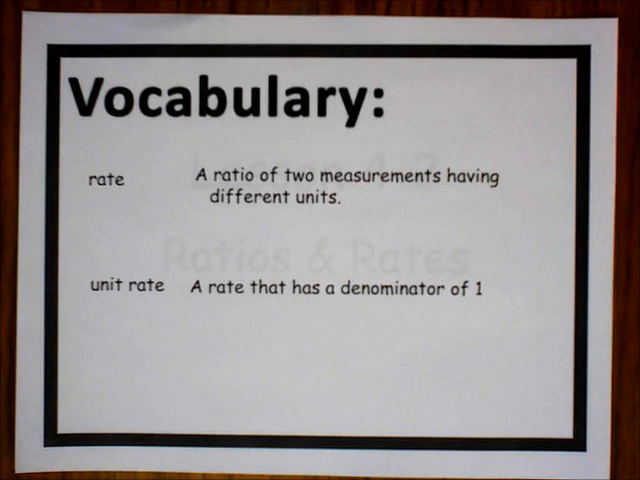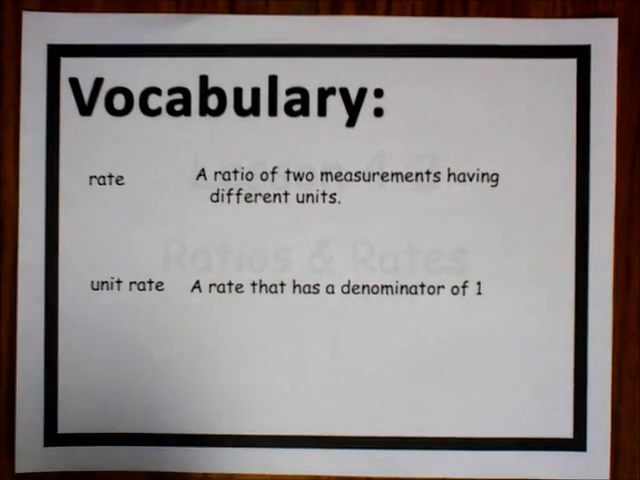We have two new vocabulary words to add today, and they are rate and unit rate. I need you to know that both rates and unit rates are kind of ratios, but they're special kinds of ratios. So let's look at a rate. A rate is a ratio of two measurements having different units.